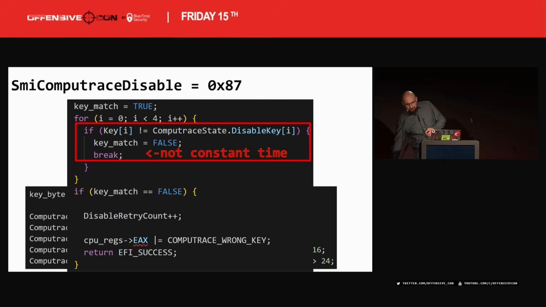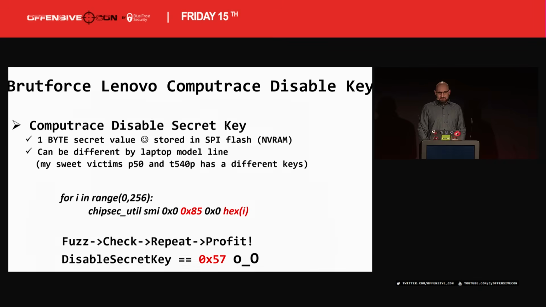And yeah, matching the key is not constant time. Cool, right? So we can brute force because it can be called from the operating system level. And I was thinking about what kind of fuzzing ideas I could implement. And okay, the 1 byte value secret is stored in SPI flash, in NVRAM, and can be different by laptop model.